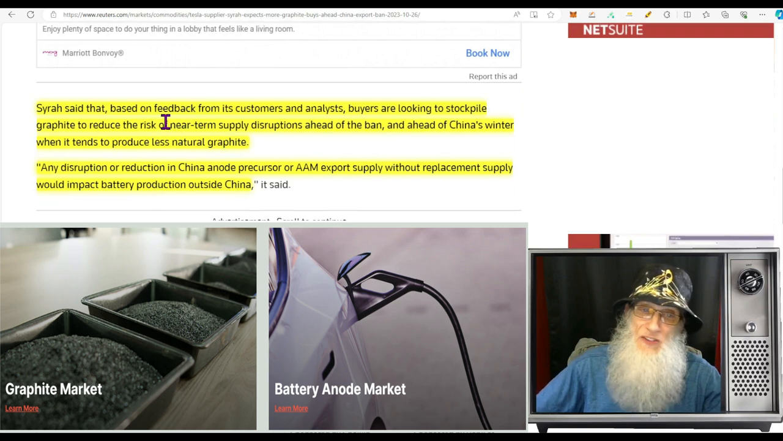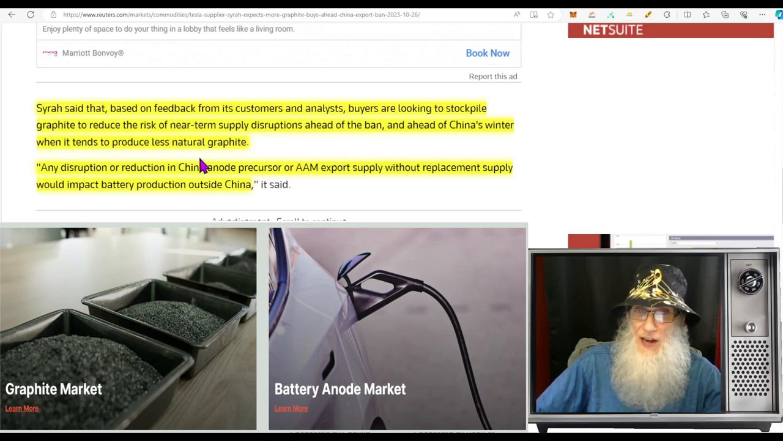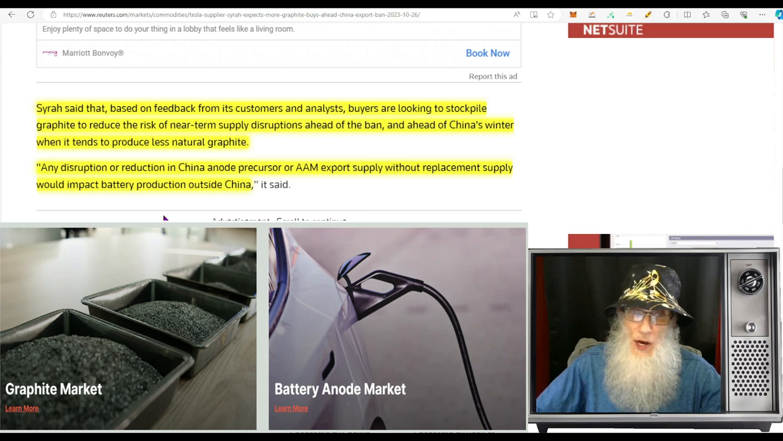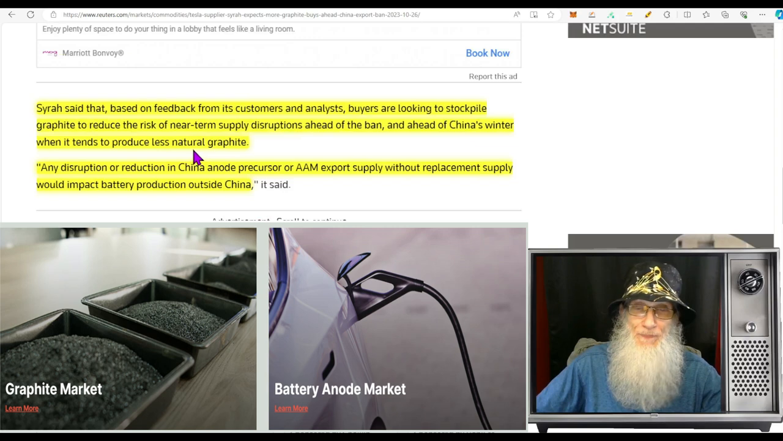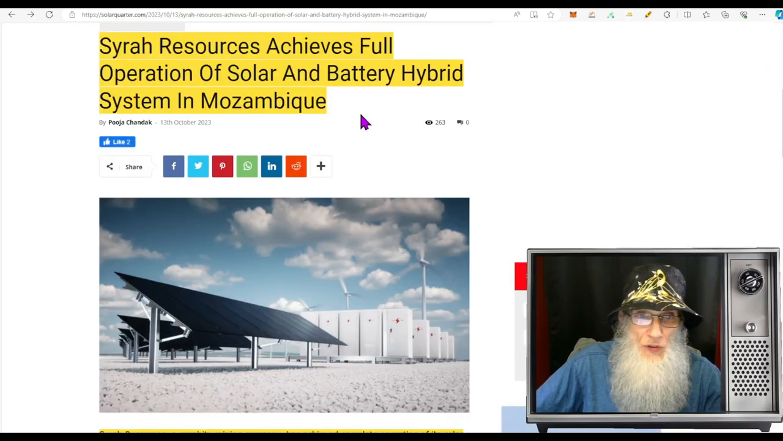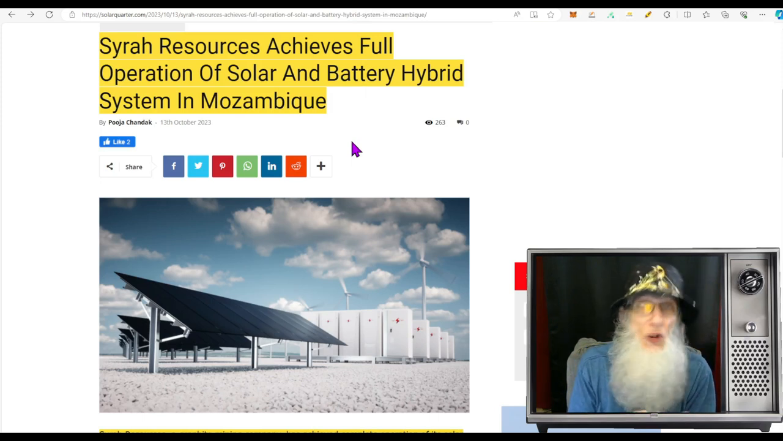Sierra said that based on the feedback from its customers and analysts, buyers are looking to stockpile graphite to reduce the risk of near-term supply disruptions ahead of the ban and ahead of China's winter when it tends to produce less natural graphite. Any disruption or reduction in China's supply without replacement supply would impact battery production outside of China seriously. And the other piece of news, this isn't serious hard news like the last one is, but it's important.